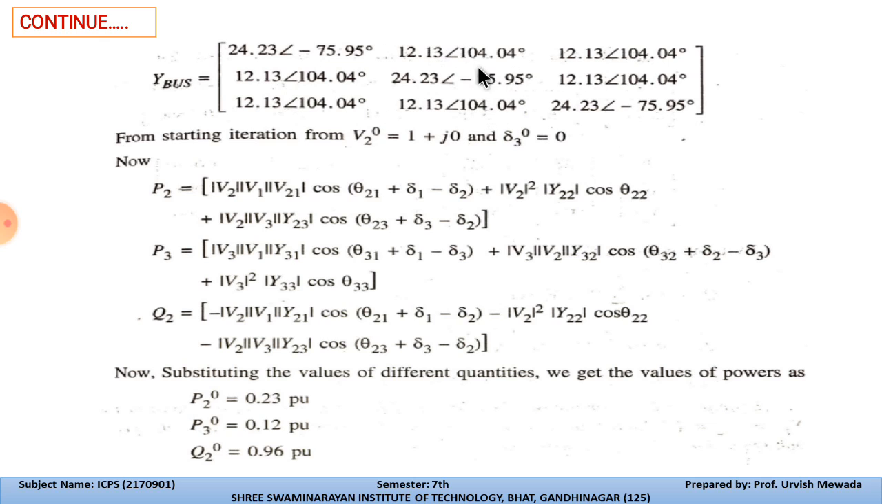So these are the values that we can put from the given values of the impedance of the line. Now from the starting iteration, V2 raised to 0 is equal to 1 plus j0. So for that, delta 3 raised to 0 is equal to 0.